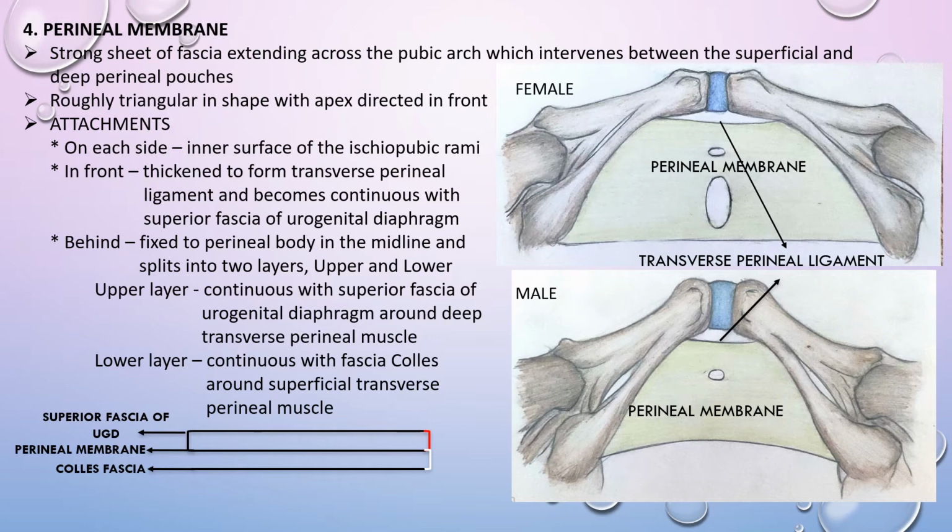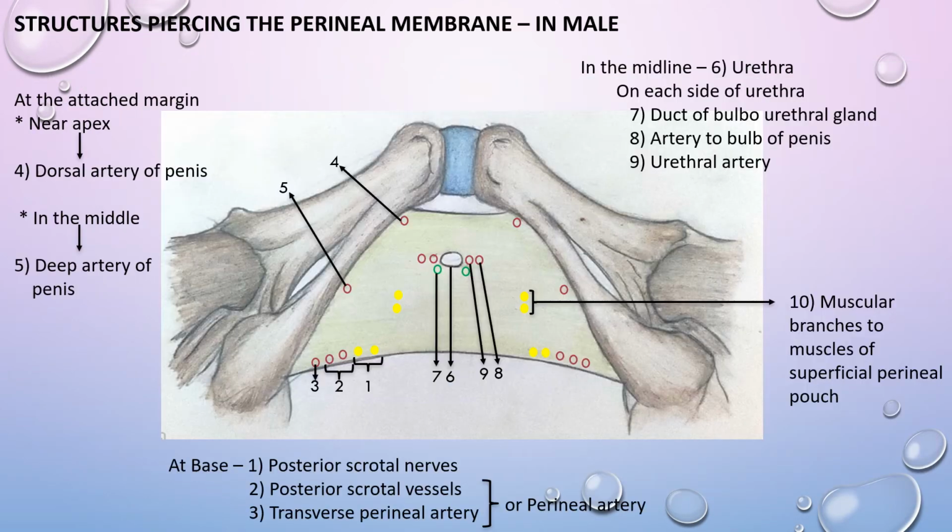Then we will see the structures piercing the perineal membrane. They are different in male and female. First, we will take up the structures piercing the perineal membrane in male. Before seeing them, you should read the course of the pudendal nerve and the internal pudendal artery, and their branches. Only then can you understand the structures piercing the perineal membrane.